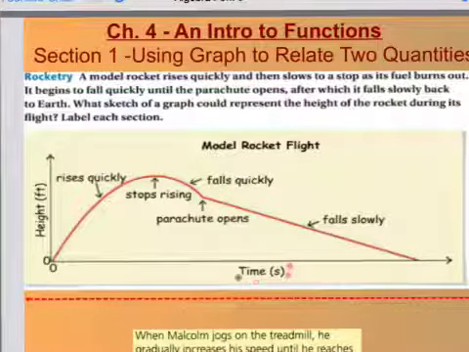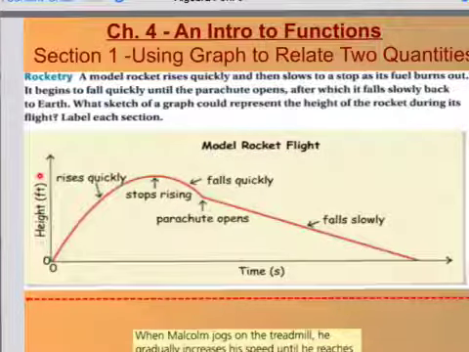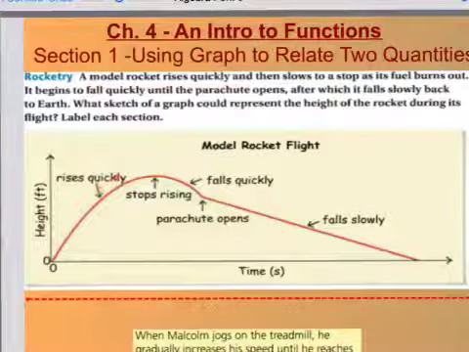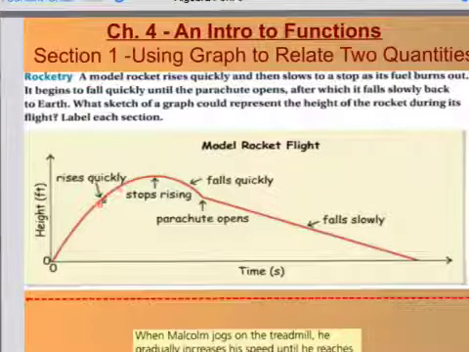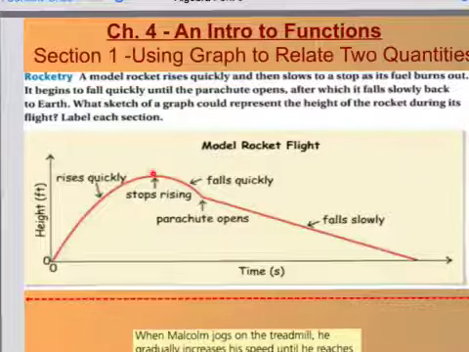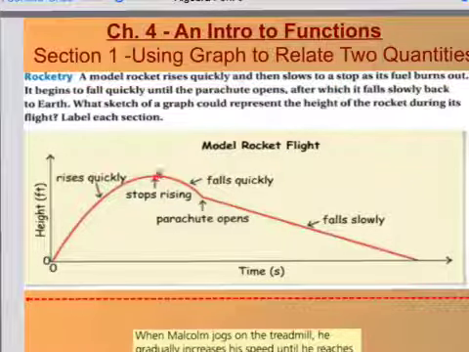Well, if the x-axis, the bottom axis, is the time, and the y-axis, the vertical one, is the height, and we're talking about just a sketch, we're not doing this on graph paper. Rising quickly means the line has a steeper increase. Then it stops rising, so it gets to its peak point, its apex, A-P-E-X. It slows to a stop as its fuel burns out. So its fuel burns out around here.